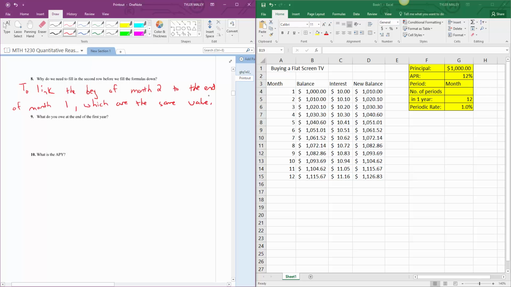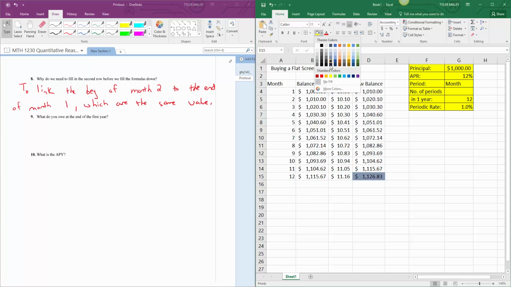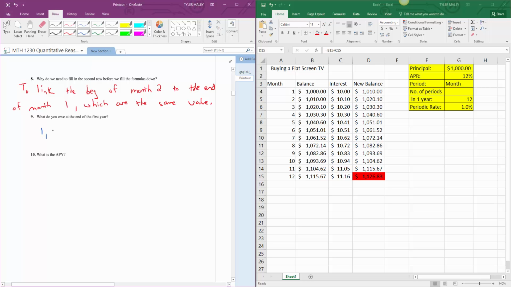Then number 9 says, what do you owe at the end of the first year? At the end of the first year, at the end of month 12, this cell, which I'll highlight in red, is how much we owe. So for number 9, we would fill in $1,126.83. This is how much we would owe at the end of the first year, just for taking out a $1,000 loan and making no payments.